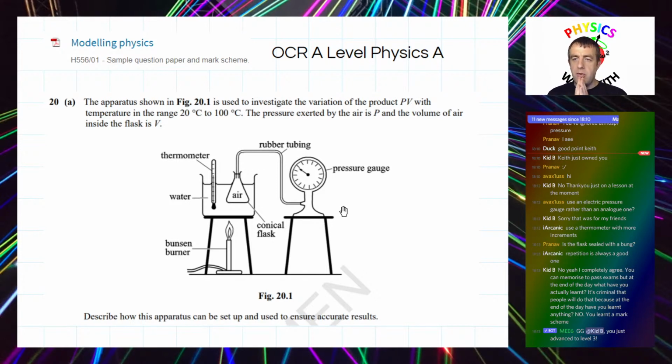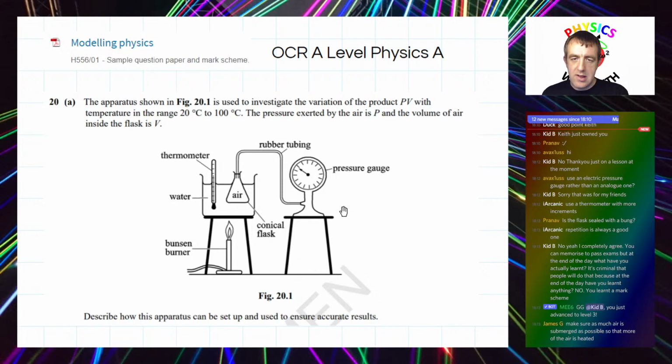We've got a few examples come up here. Pranav says it's the flask sealed with a bung. I think that's the case, yeah. Someone has said use a thermometer with more increments. Well, that will improve the resolution of the instrument, which will improve the precision of the temperature. But if our temperature is a range from 20 degrees to 100 degrees Celsius, that extra precision probably isn't going to help us very much. It's not going to be that important.